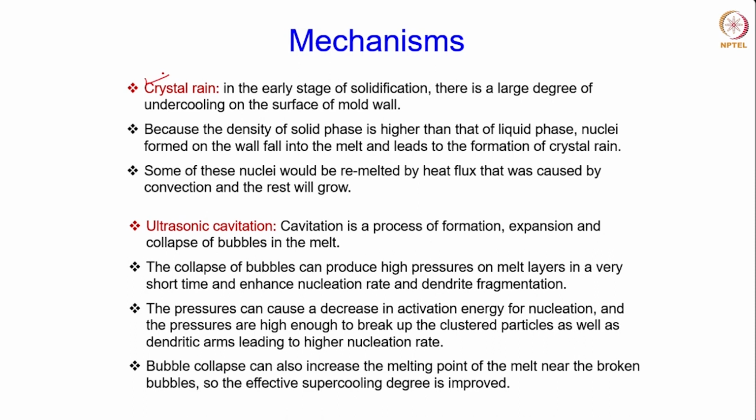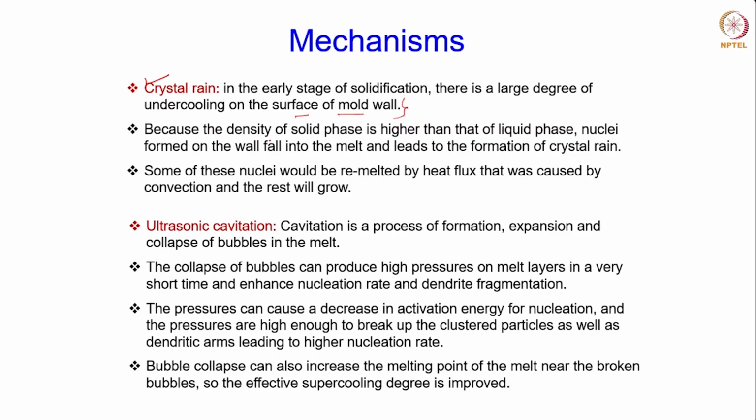As I mentioned before, the mold wall can also act as a heterogeneous site for nucleation, right? Because that is also an additional surface which is presented to the liquid metal when it is poured into the mold. So, in the early stage of solidification, there is a large degree of undercooling on the surface of the mold, and therefore the solid crystals will form on the mold walls, right?